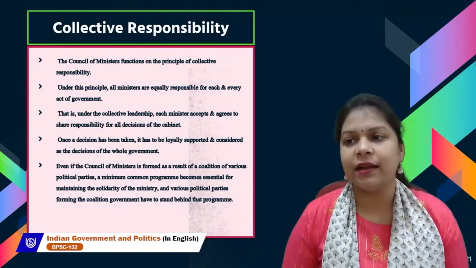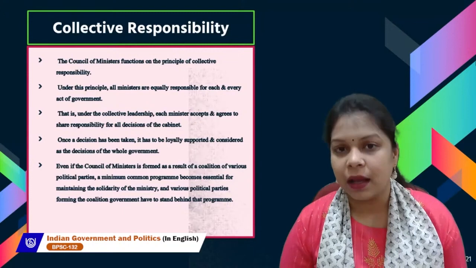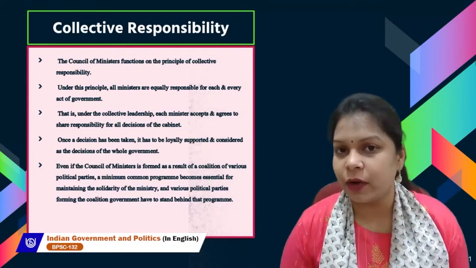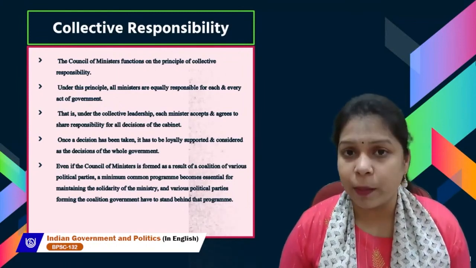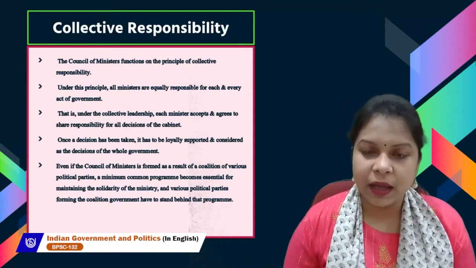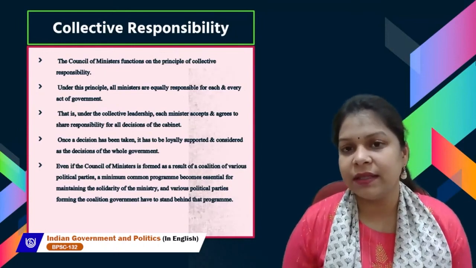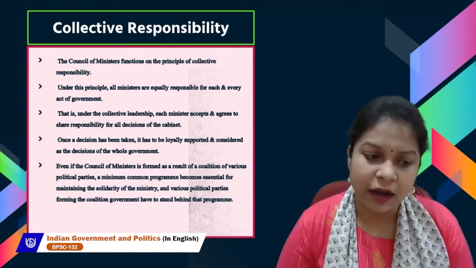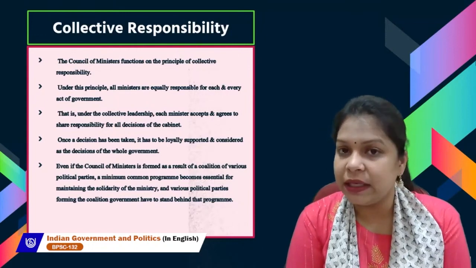So it is not that you are a part of the council of ministers but you don't agree with a particular policy. In that case, it is believed that you will resign from that post if you have any kind of disagreements or any kind of problem with certain policies. Apart from this issue, we can say that the council of ministers takes collective responsibility for any act of the government. Once a decision has been taken, it has to be loyally supported.